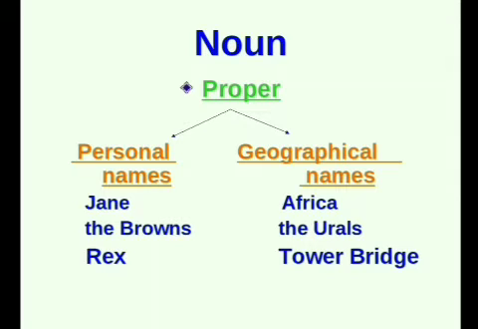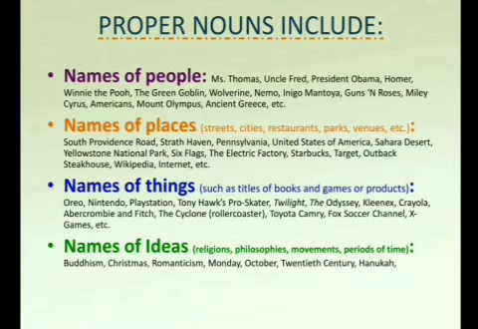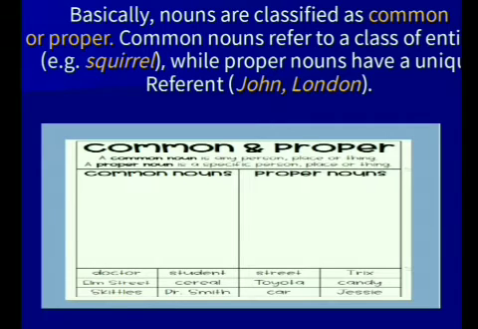All the names specifically given to people, place names, things, and ideas are called proper nouns that you see on the screen. Names of people such as Miss Thomas, Uncle Fred, names of places, things, and ideas. Basically, nouns are classified as common and proper. Common nouns refer to a class of common things, and proper nouns are especially the names of people, places, and main things specially given.